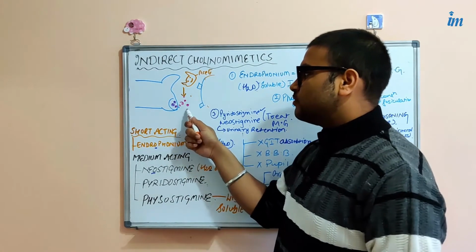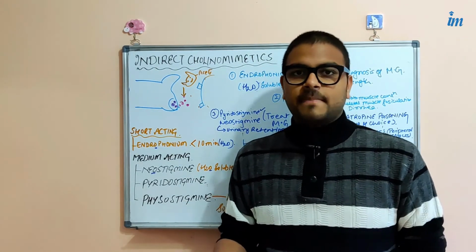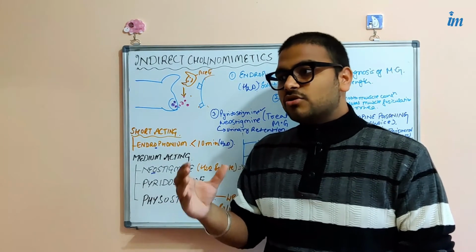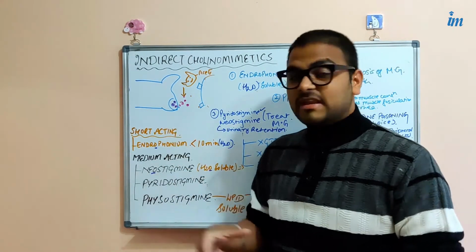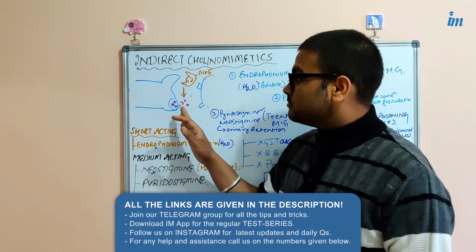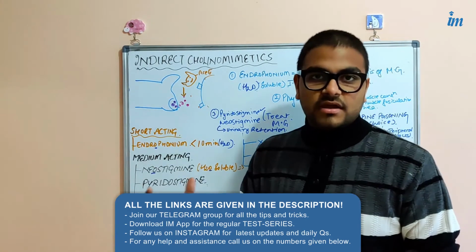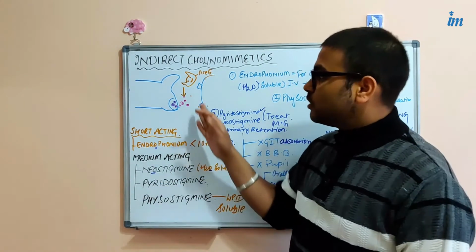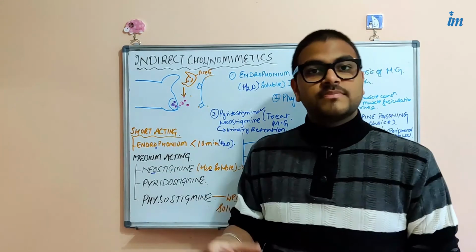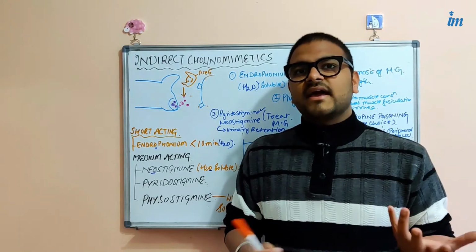Some of the acetylcholine binds here, and in a little bit of time, when the effect is produced, the enzyme acts to ensure that the acetylcholine doesn't stimulate these receptors unduly, unnecessarily a lot. So what does this enzyme do? This enzyme destroys the acetylcholine in the cleft. So what are indirect cholinomimetics?